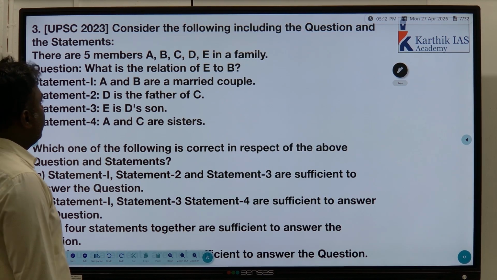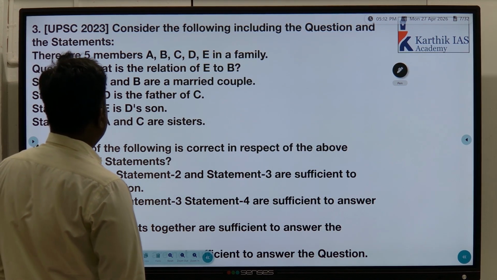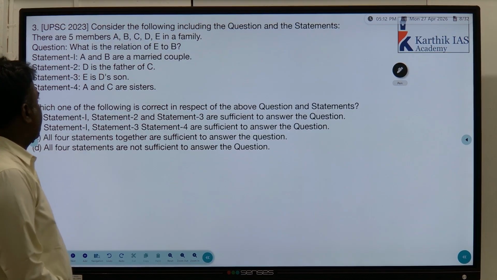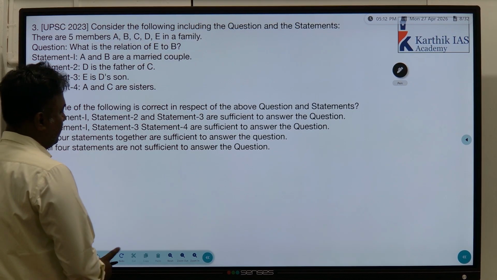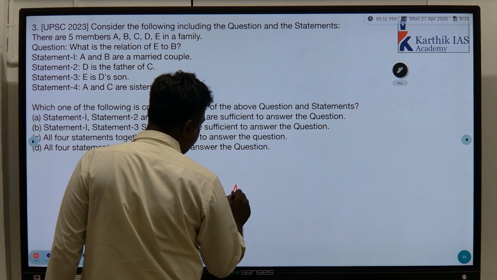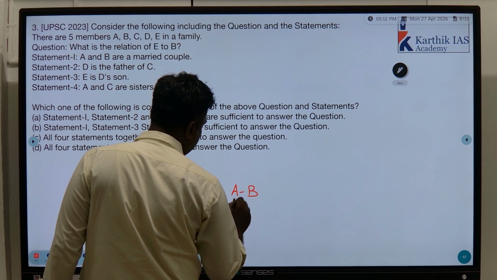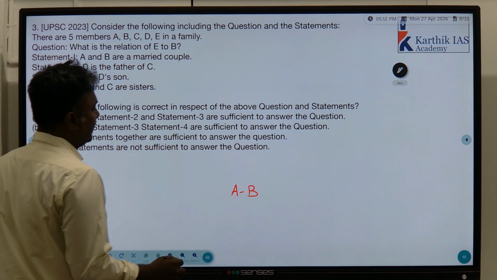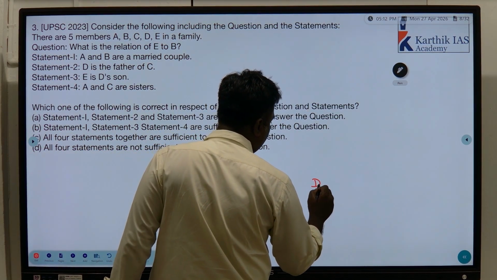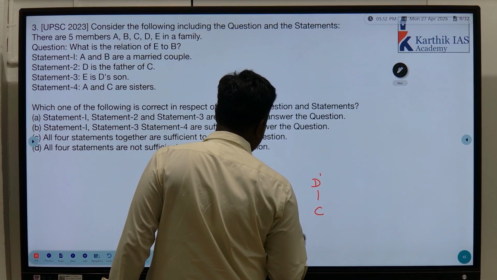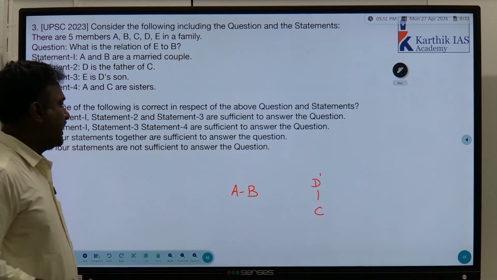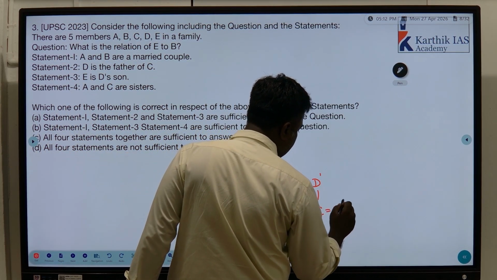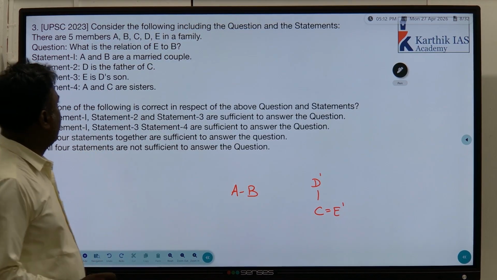5 members A, B, C, D, E in a family. What is the relation of E to B? Understand? 4 statements are given. One by one we'll see. A and B are married couples. So, okay. D is the father of C. Statement 1, statement 2. E is D's son. Statement 1, 2, 3.